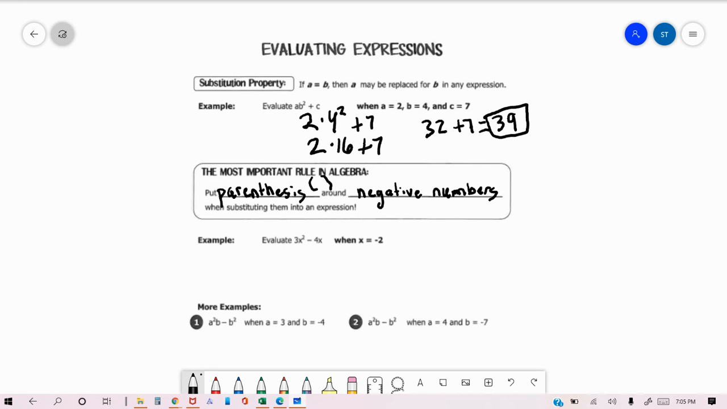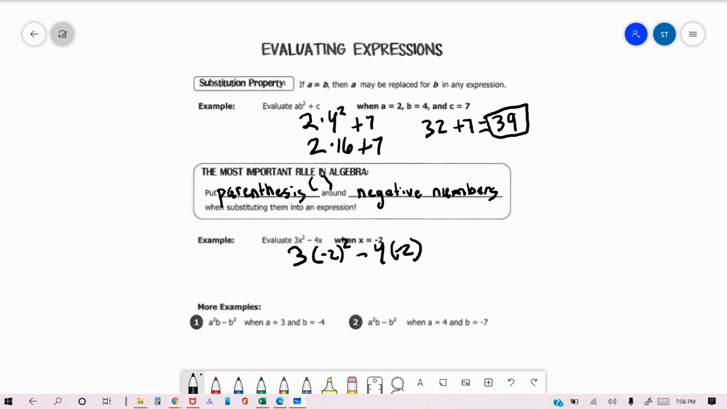So the next expression is evaluate 3 times x squared minus 4x when x is equal to, or negative 2. So we're going to replace all the x's with negative 2. So it will say 3 times negative 2 squared minus 4 times negative 2. Do you see why we're putting the parentheses in there? Otherwise it looks like we're actually subtracting and not multiplying.